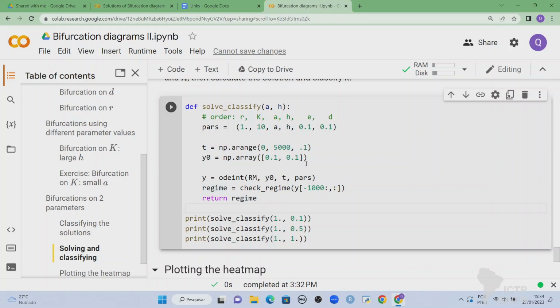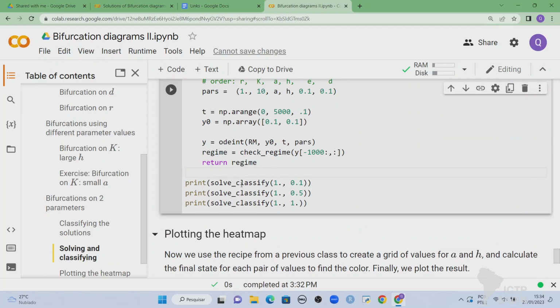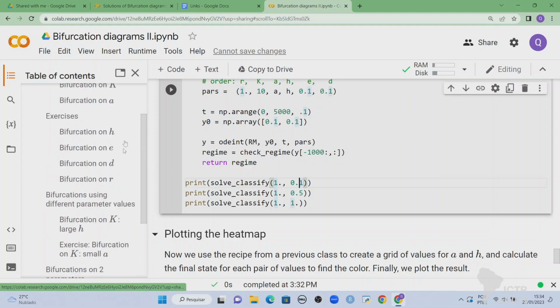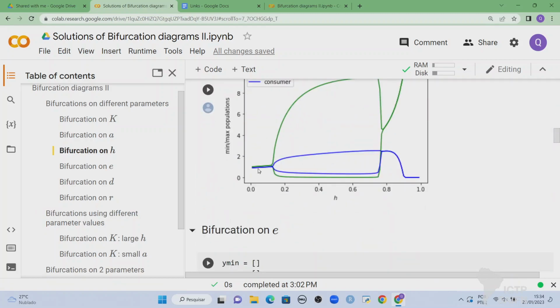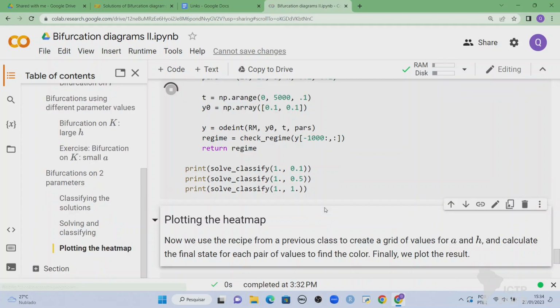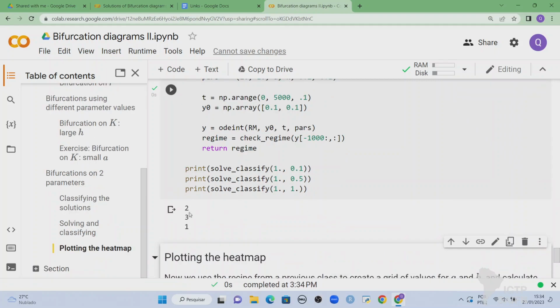Okay, so if we do this again, now using solve and classify with A equal to 1 and H 0.1 or 0.5 or 1, right, so if we go back to our bifurcations on H, 0.1 is here, 0.5 is here, 1 is over here, so I have stable fixed point, oscillations, consumer extinction, and this should give me 2, 1, right? Fixed point, oscillations, consumer extinction. Yeah, nice? So far so good.